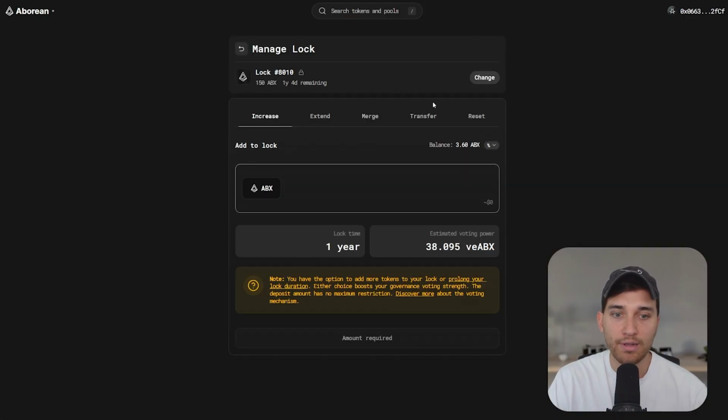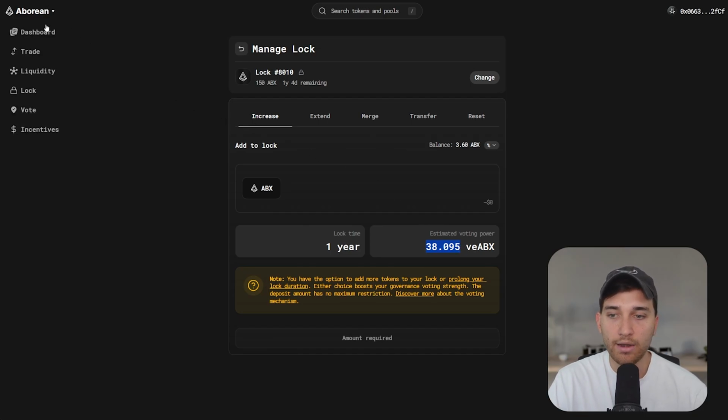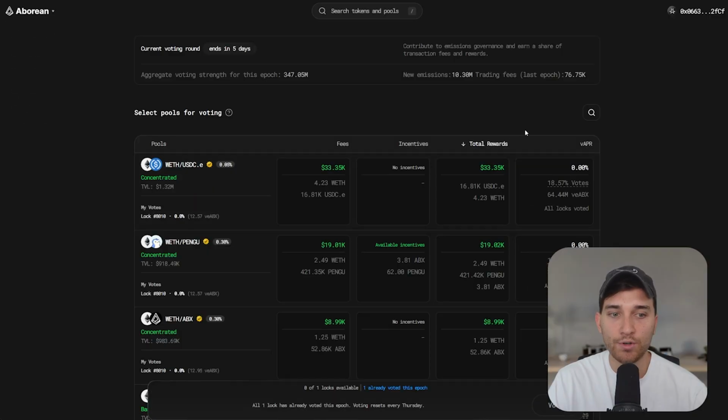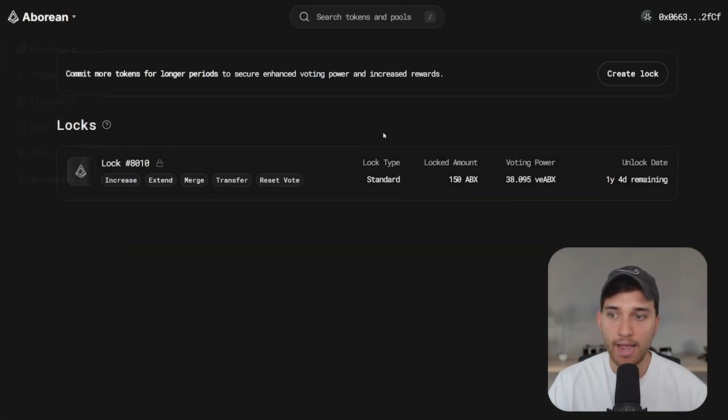For example, if we look at one of my previous locks here, I locked 150 ABX tokens for 1 year, and in exchange, I got around 38 veABX. I can take that veABX and go over to the vote tab and vote on what pools I think the ABX tokens should be distributed to. And those ABX tokens will be given to the liquidity providers of the pools that the most people voted for on this page here. So let's actually do a live demo.